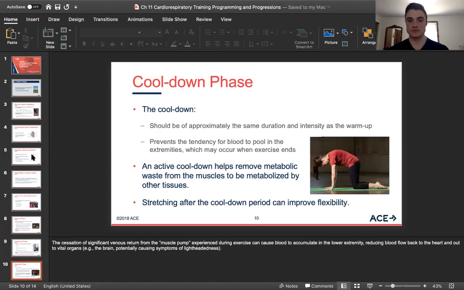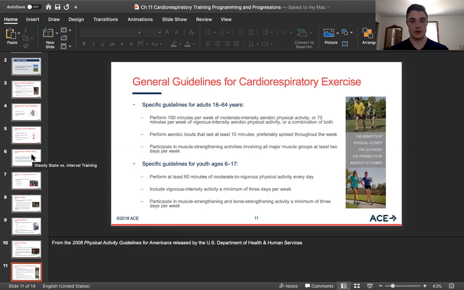Cool down, this is where you're going to add your stretches in and make sure that inflammation doesn't happen at the joints or inside the muscle itself. Also going to improve flexibility, range of motion, which is going to help just with the body moving better and with preventing injury. All right.